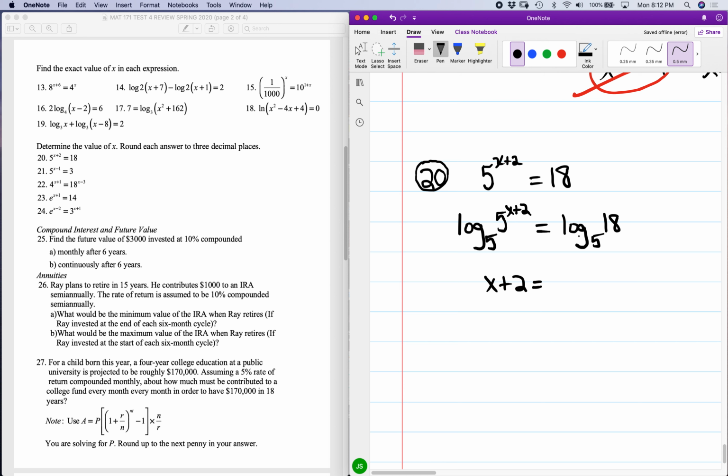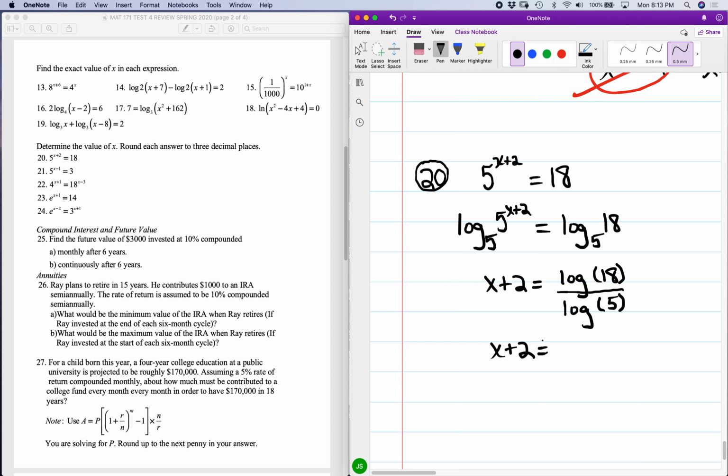And for the base 5 logarithm of 18, I can either use base 10 or natural logarithms, and I'm going to utilize the change of base formula. So with base 10 logarithms, we have the base 10 logarithm of 18 over the base 10 logarithm of 5. For this ratio, I would have the same result if I had applied natural logarithms.